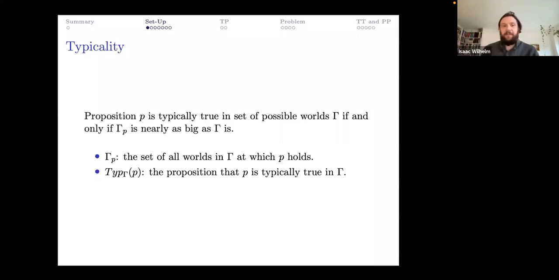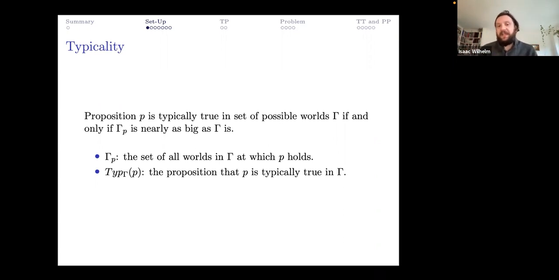Anyway, the details of that get pretty formal. Happy to talk about it in the Q&A, but here's the basic idea. Let P be some proposition. Say that proposition P is typically true in some given set of possible worlds Γ if and only if Γ_P is nearly as big as Γ itself, where Γ_P is the set of all worlds in Γ at which P holds. So in other words, for P to be typical in capital Γ is just for the P worlds to take up almost as much, or as much, of almost all or all of Γ itself.